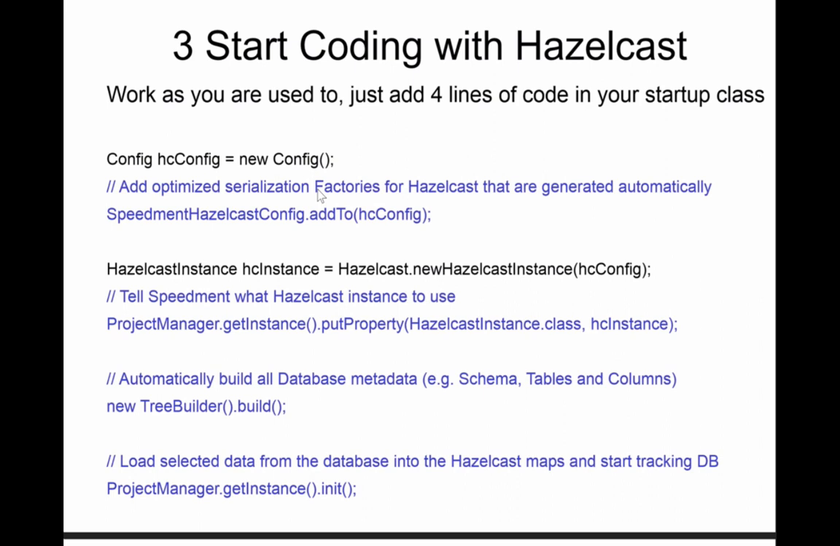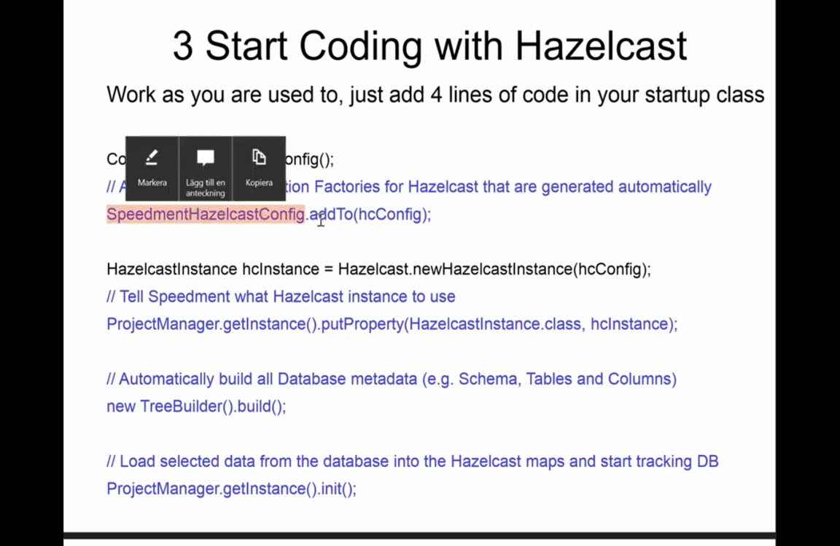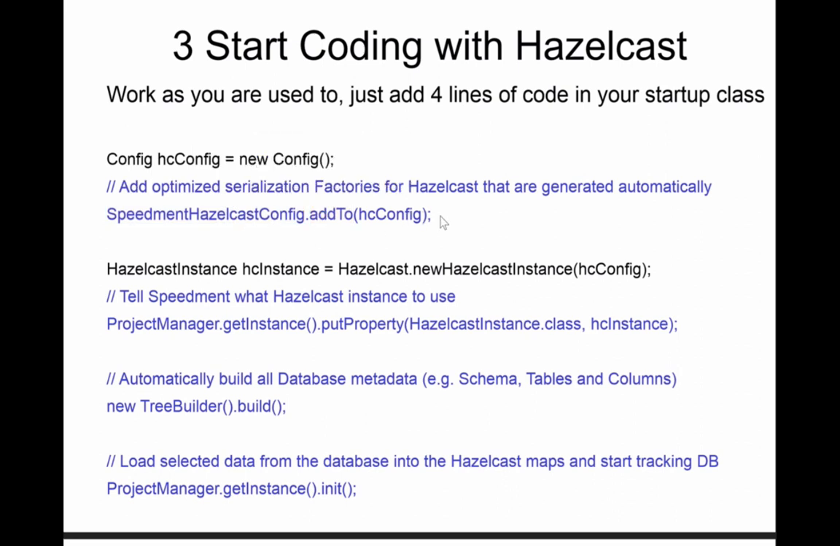So then you have to use this in your application. The blue lines here are the ones you have to add. You have to tell that you want to use the serialization factories. You add this support method I told you about before. And then you need to tell Speedment which Hazelcast instance you want to use. So you do it like this. You just put in the Hazelcast instance here, and then it will automatically pick that up and use that.